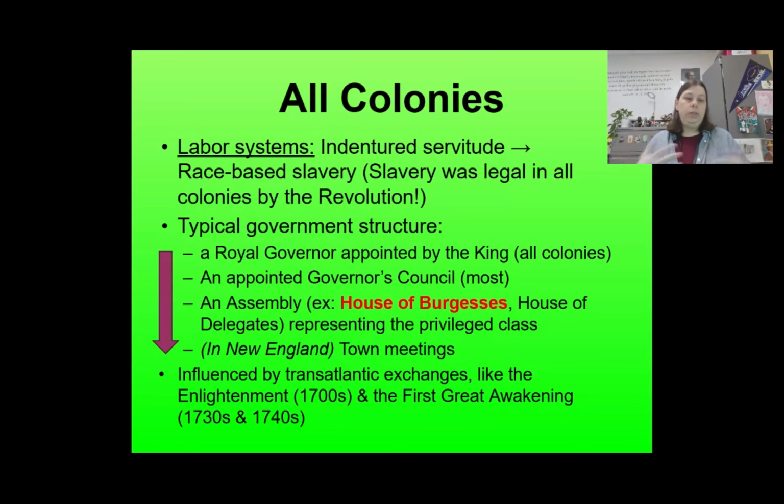Other things that all of the colonies have in common that we're going to be talking about in the next couple of slides is they're all influenced by what the College Board will often refer to as transatlantic exchanges. That's a good phrase to be familiar with, and it just means that the colonies are influenced by things coming to them from largely Europe. So things that are being exchanged across the Atlantic Ocean, ideas in particular, and there's two really good examples of ideas and movements that come across the Atlantic Ocean. One is the Enlightenment and the other is the First Great Awakening, which we're kind of getting into here.